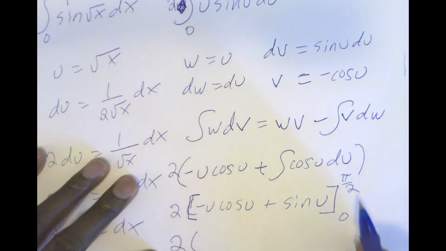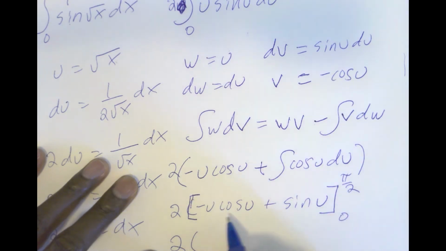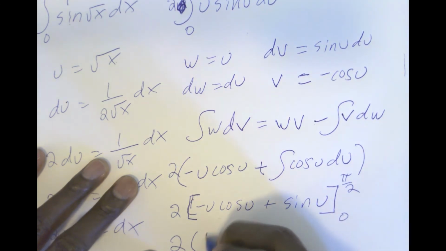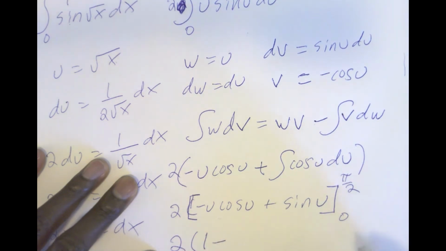So 2 times: if I plug in pi over 2, this will be negative pi over 2 times the cosine of pi over 2. The cosine of pi over 2 is 0, so that would be 0, plus the sine of pi over 2, which is 1. Minus, if I plug in 0, it'll be 0 times cosine 0, which is just 0, plus sine 0, which is just 0. So it's 2 times 1, or 2.